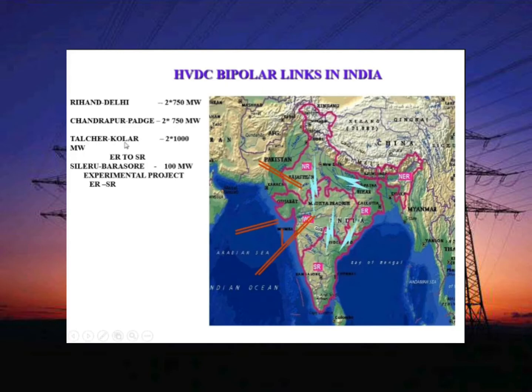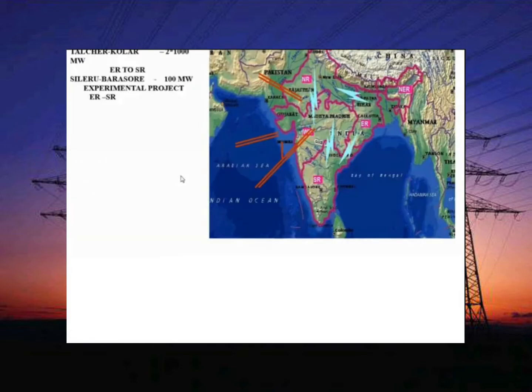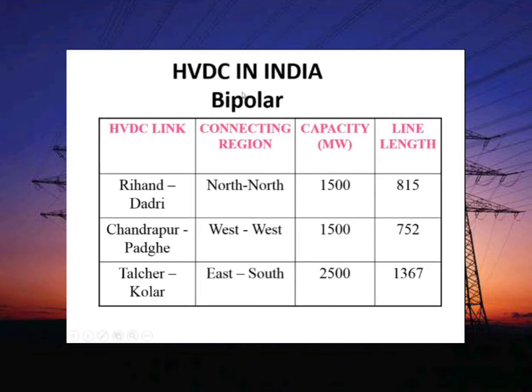The third one is Talcher and Kolar. Between Talcher and Kolar, it is 1000 megawatt. So these are the HVDC bipolar links in India.